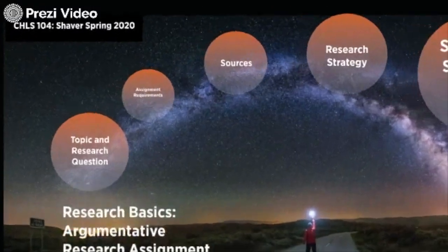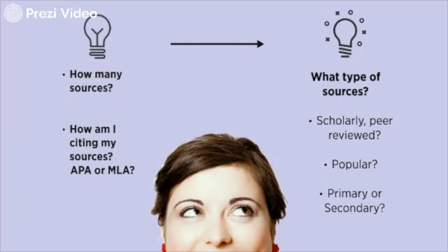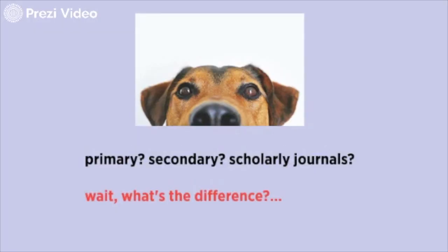Assignment requirements. This is the perfect opportunity to take out your syllabus and to review the requirements and the goals of your argumentative research assignment. You're particularly looking for how many sources this assignment calls for, and how you're going to cite your sources. Is this an APA or an MLA format? You also need to figure out what types of sources are needed for this assignment. Do you need scholarly peer-reviewed sources, popular sources, a combination of both, primary or secondary? Wait, what's the difference? Well, we're about to review that right now.